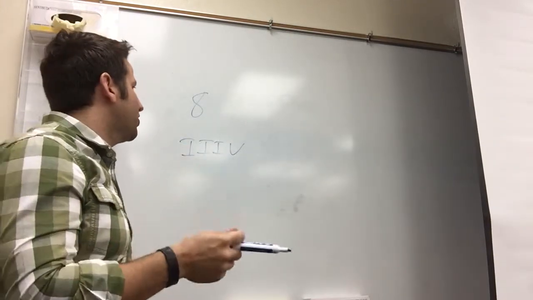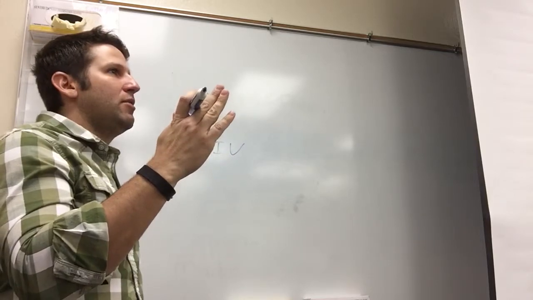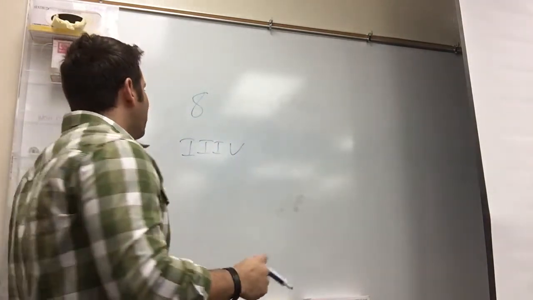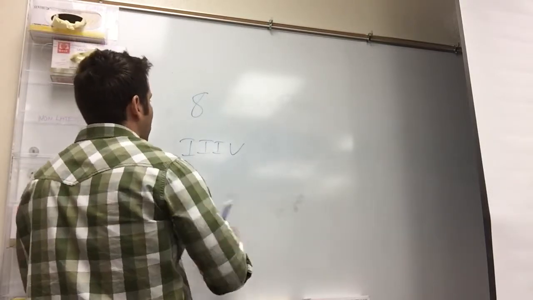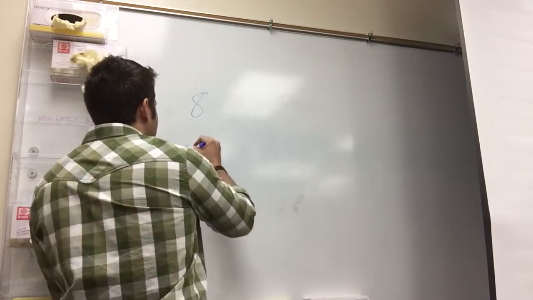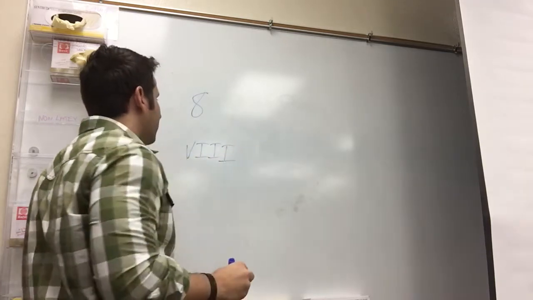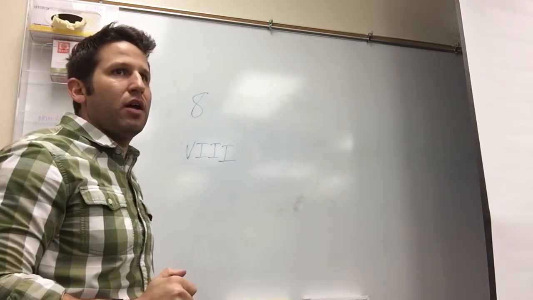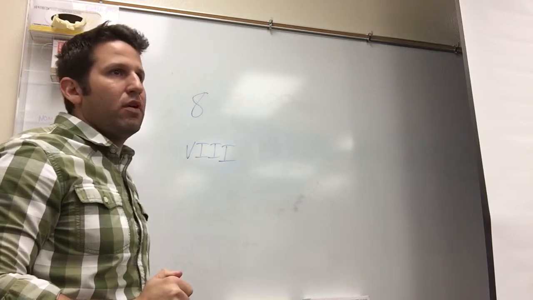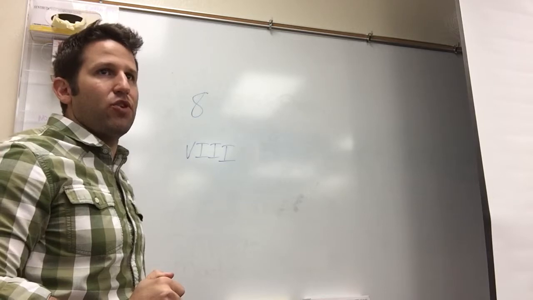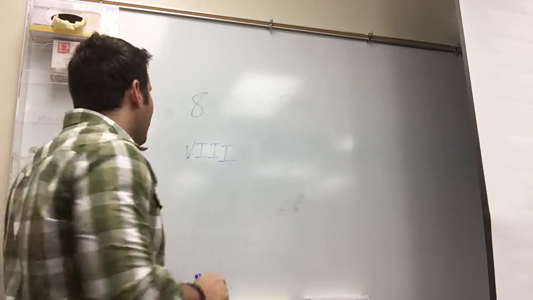Remember, unless you're doing a lesser number like 4 or 9, those kinds of things, your bigger numbers always come first. So make sure that you put V, I, I, I. Did you do IIX? No. Why not? Because your first number has to be the larger number, for the rules of Roman numerals.